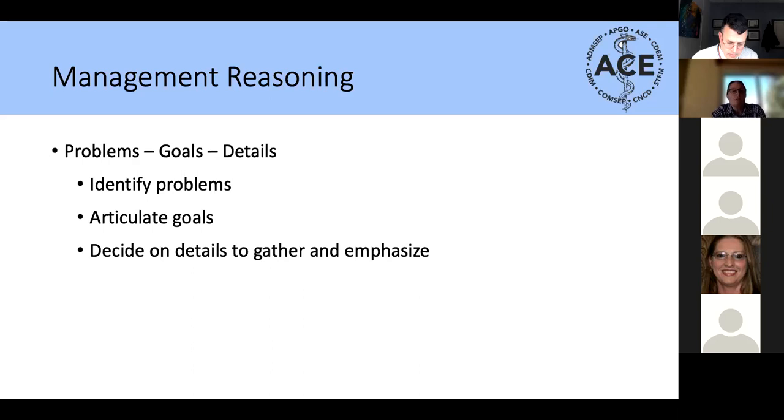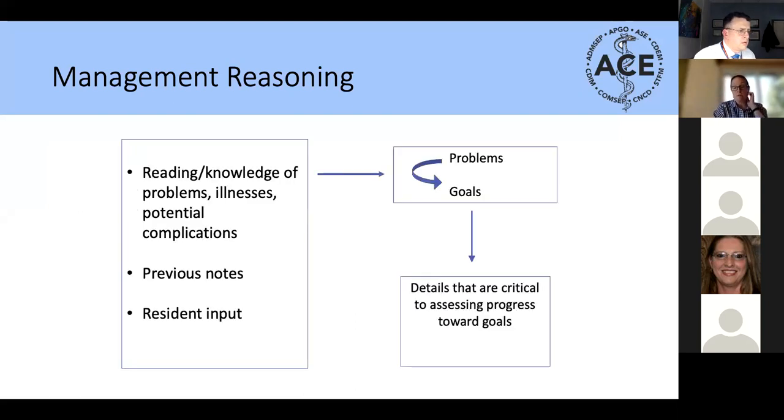A little bit on management reasoning, as I mentioned, doesn't get a lot of emphasis in the literature. One framework to help students identify what's relevant is to get them to be deliberate about identifying a patient's problems and then articulating the goals for each of those problems. If the goal is for oxygenation to improve, what are the details in the patient's chart, on the exam, or from talking with the parent or the nurse that you're going to need to know whether we are making progress toward the goals? So this is another way of looking at that, starting with problems, going to goals, and then going to details.